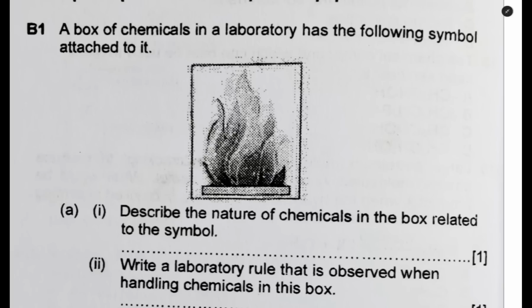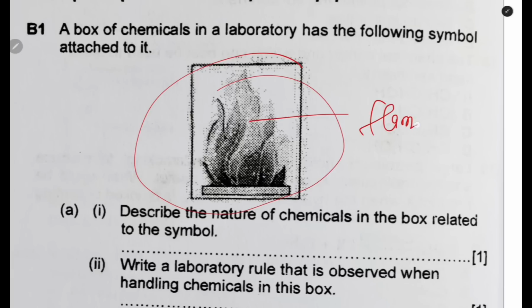In case you are not able to see the symbol clearly, what is here is just a frame. Now, what does it mean when you see chemicals in the laboratory with such a symbol? This means that they are just telling you that the chemicals are highly flammable. So that means that chemicals are highly flammable.